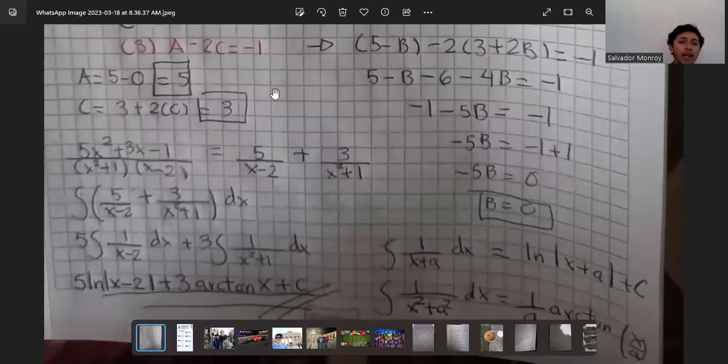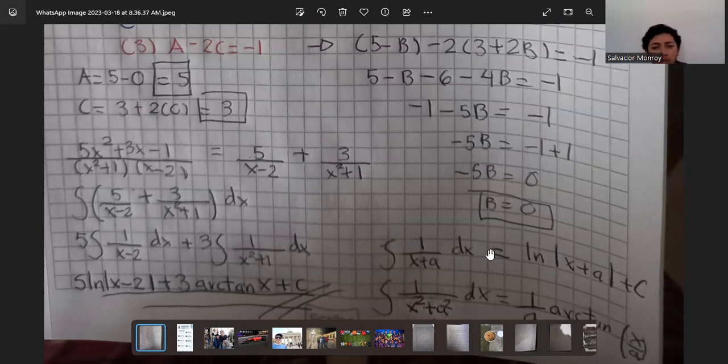The result for A was 5, because we substitute the value of B, which is 0: 5 minus 0 is 5. And for C, what I got is 3. So we just need to substitute the values for A, B, C, and the final fractions that we're going to integrate are 5 over x minus 2 plus 3 over x squared plus 1. We just need to do the integrals.